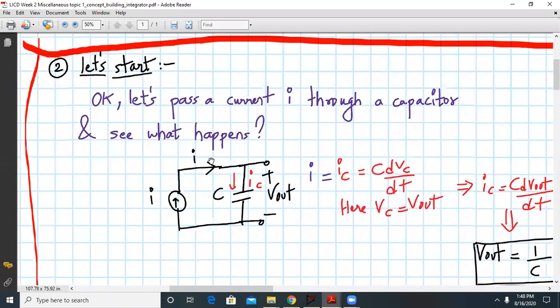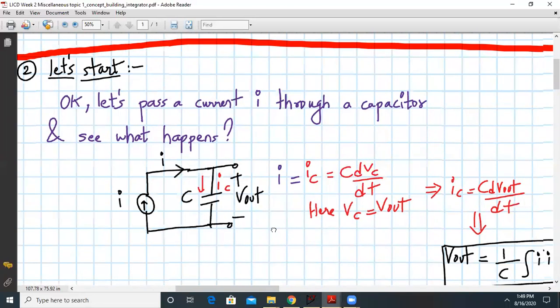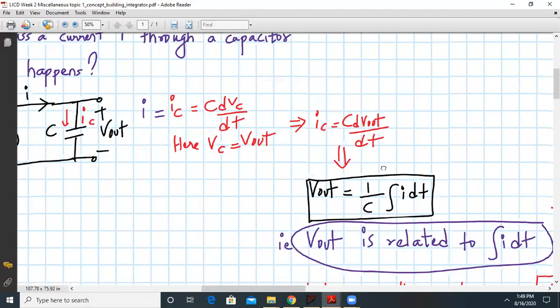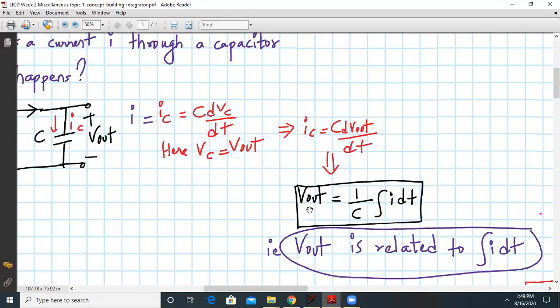So let us pass a current through a capacitor and see what happens. So here is my current source. It's passing through a capacitor, and we have a voltage V out, which is the same as the capacitor voltage Vc. As we know, the current through a capacitor is given by the formula C dV by dt. Here V is Vc, which is nothing but V out. So Ic will be equal to C dV out by dt. If we integrate this, we get V out equal to 1 upon C integral of I dt.